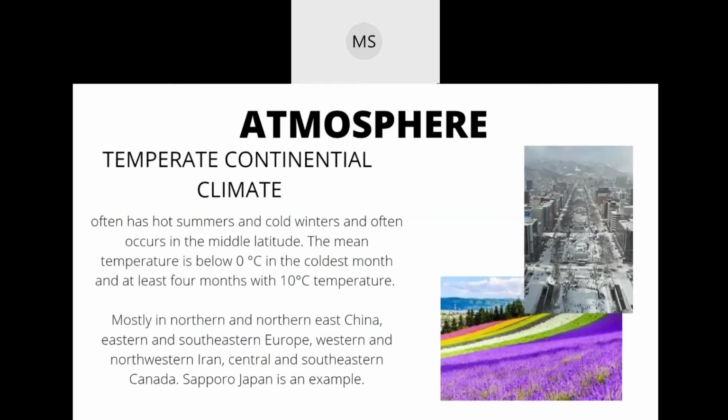The other one is temperate continental climate. This climate often has hot summers and cold winters and often occurs in the middle latitude. The mean temperature is below 0 degrees Celsius in the coldest month and at least 4 months with 10 degrees Celsius temperature. Mostly can be found in northern East China, eastern and southeastern Europe, western and northwestern Iran, central and southeastern Canada, and Sapporo, Japan is an example.